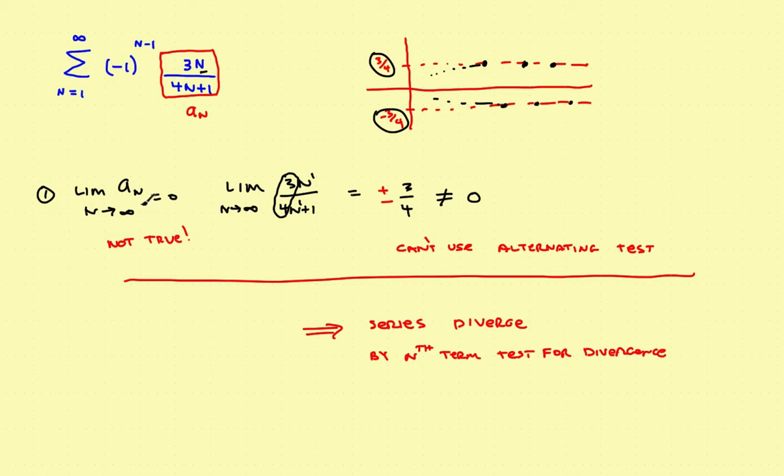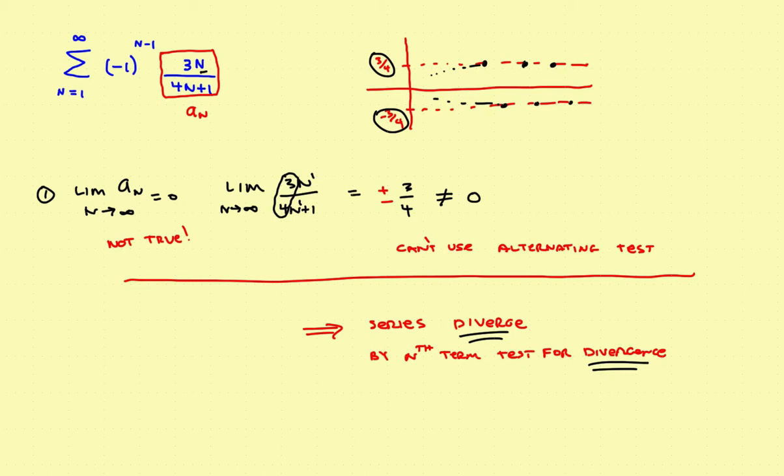So again, if you try the alternating series test, and the first condition leads you to a limit that's not equal to 0, then that means you can no longer follow up. You're done with the alternating series test. But that also means that it did an Nth-term test for divergence, and in this case, the limit was not equal to 0, so you showed that the original series diverged.